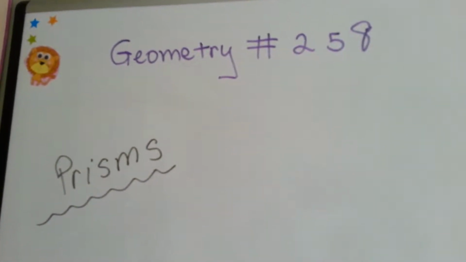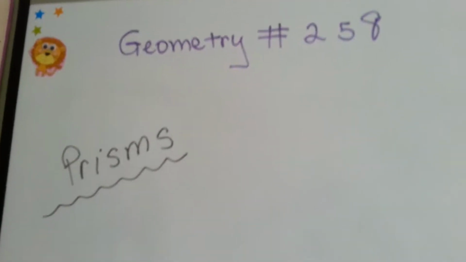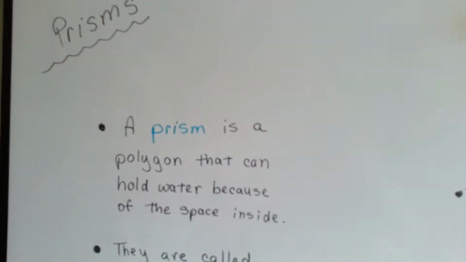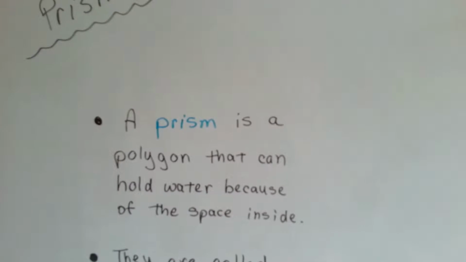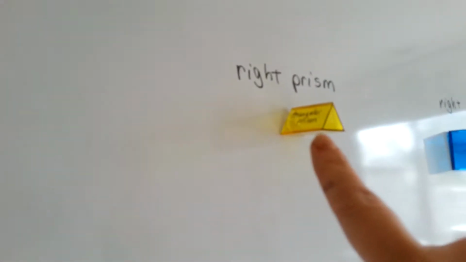Geometry number 258, prisms. A prism is a polygon that can hold water because of the space inside. Okay, here's a right prism. See how it's got a 3D shape?